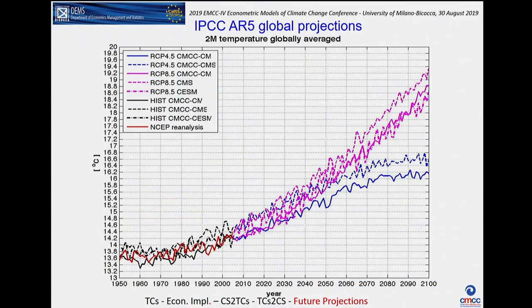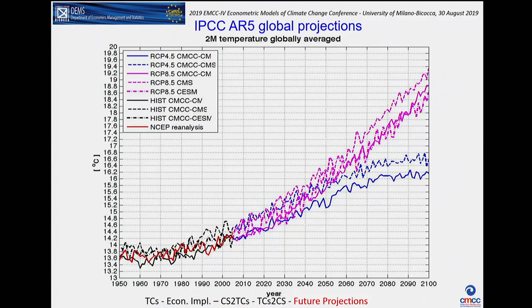Different projection, for instance, for the surface average temperature. You can see that in the worst case, you have an increase that is more than 4 degrees with respect to the actual value. In the best case, just few degrees. This is what you can do with the model.